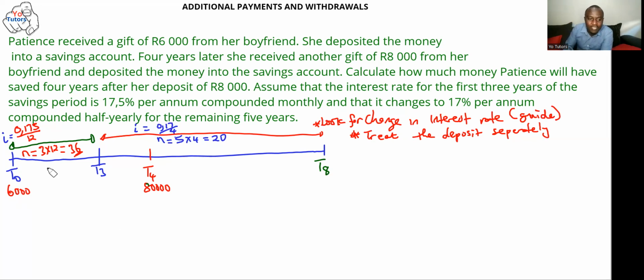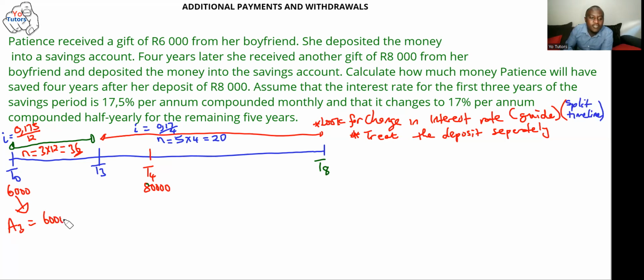So what we're going to do, we're going to start with the 6,000. Let's deal with the 6,000 first. Accumulated for the 6,000, we're going to start for the first 3 years. Remember, what splits your time is your percentages. So let your interest rate split your timeline. So let's start here for the first 3 years. So T3, accumulated after 3 years here.